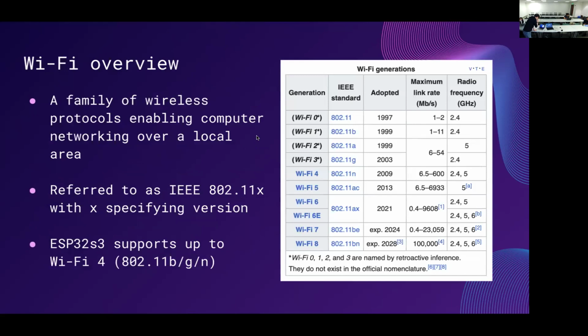Okay, so Wi-Fi is Wi-Fi. Wi-Fi is actually a family of wireless protocols for enabling local networking. There are multiple versions, and they're all referred to as IEEE 802.11. There are the different letters: B, A, G, Wi-Fi 1, 2, 3, and Wi-Fi 4 is N, Wi-Fi 5 is AC, and then it goes on. What matters for us is that the ESP32-S3, which is the board that we have, supports up to Wi-Fi 4, which is 802.11n. And it supports all the prior protocols.